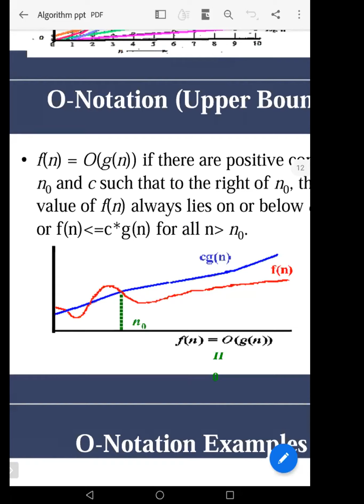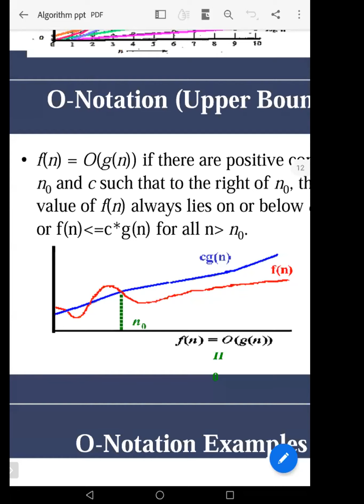So big O is a notation which is used for the worst case analysis. There are three types of analysis: worst case analysis, best case analysis, and average case analysis. Mostly we perform the worst case analysis. In some cases we also perform the best case analysis. In the worst case analysis, big O notation is used. In the best case analysis, theta notation is used, and another notation called omega notation, which you can also use there.